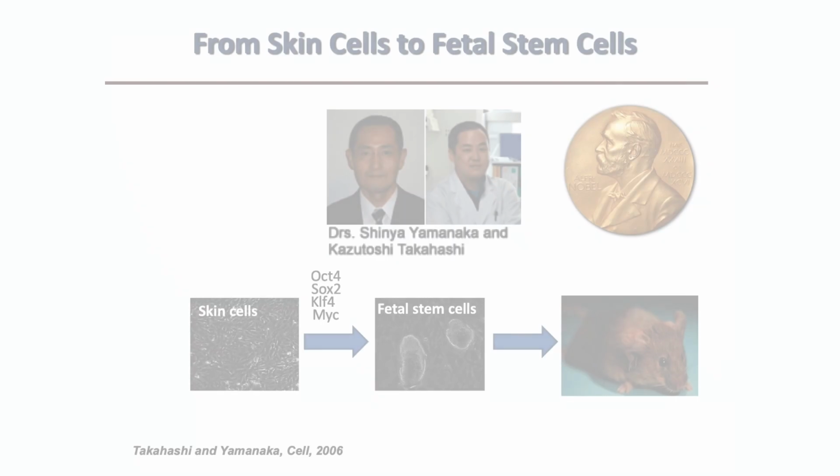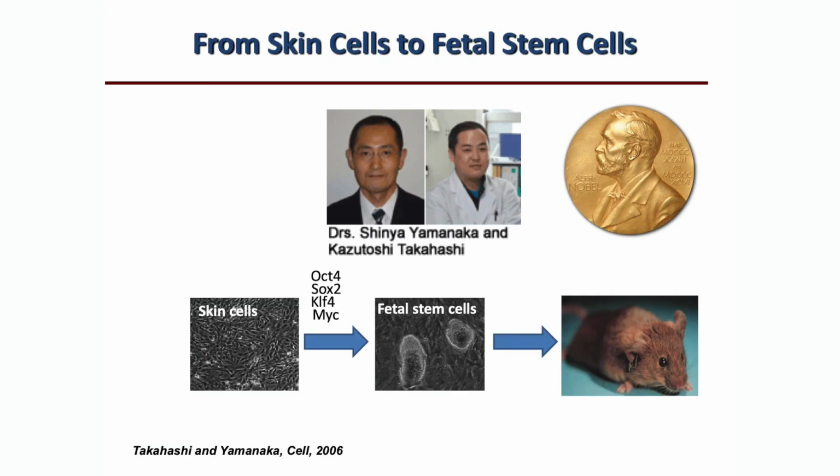And our discovery was made firstly by an amazing groundbreaking discovery made by 2 Japanese scientists, Takahashi and Yamanaka, who taught us in 2006 that you can take a skin cells, introduce into these skin cells 4 genes, and after 3 weeks, you can get fetal stem cells. These fetal stem cells look like and behave exactly like embryo-derived fetal stem cell, and you can also generate an entire mouse from these cells. However, these cells cannot produce placenta and umbilical cord.